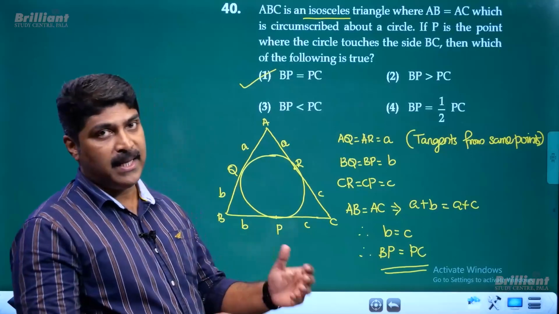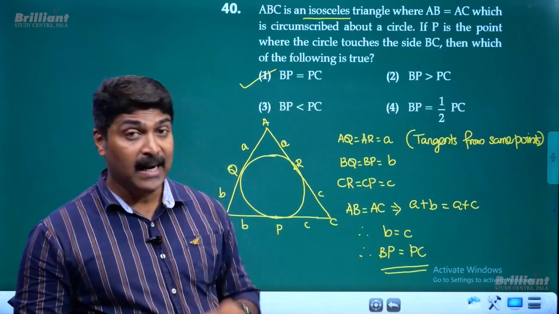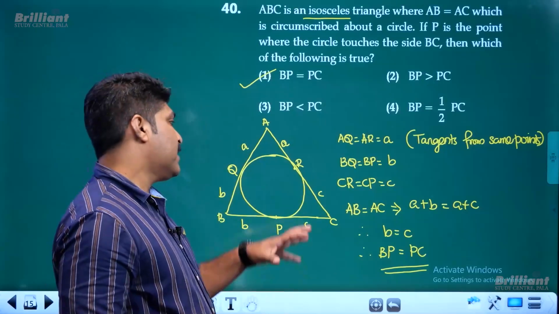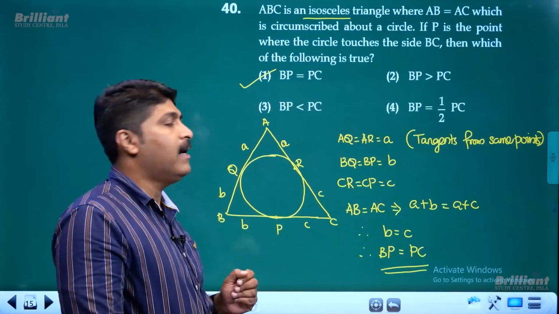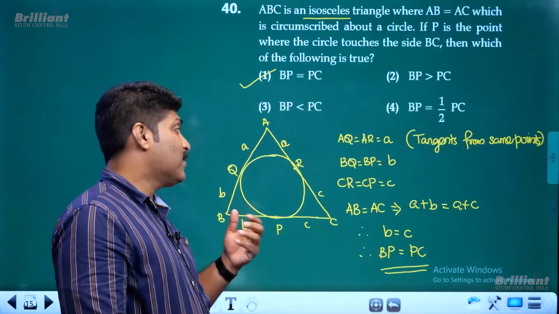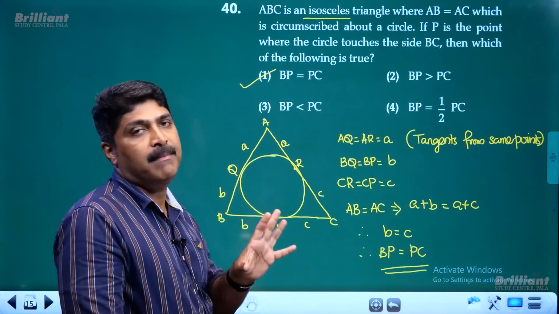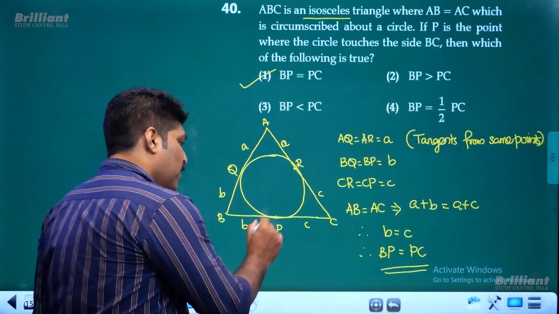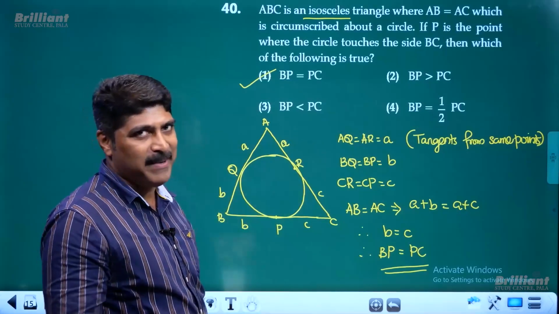But understand the basic idea. In an isosceles triangle, a circle is inscribed. Inscribed in the sense that the circle touches all three sides. Then definitely the triangle should become an equilateral triangle. Got it? In an isosceles triangle, if a circle is inscribed, then that triangle becomes an equilateral triangle. Otherwise, it's not possible. So the point of contact on any side is exactly the midpoint of that side. There's a trick behind such a question.